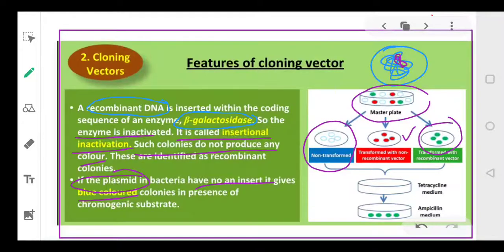Now identification with the help of color is a simpler, easier process to identify a recombinant cell from a non-recombinant cell. Okay, everyone?